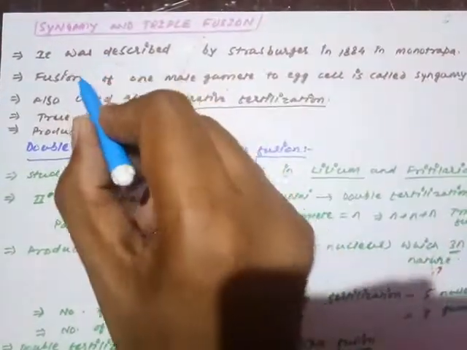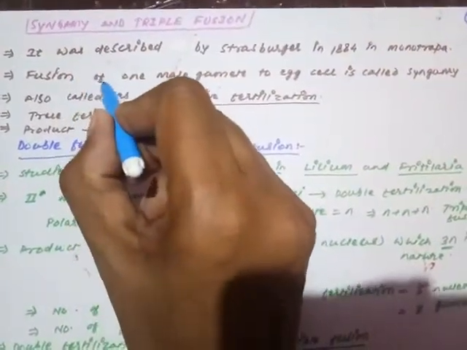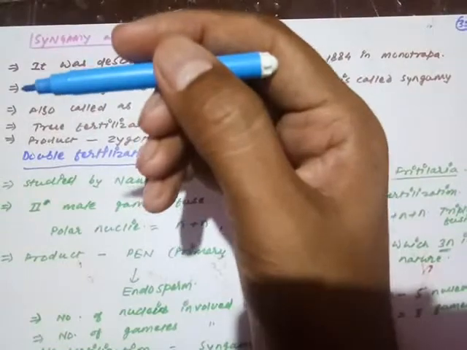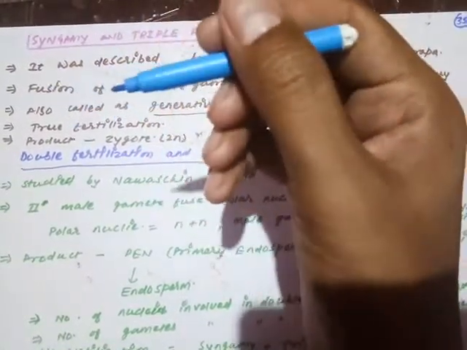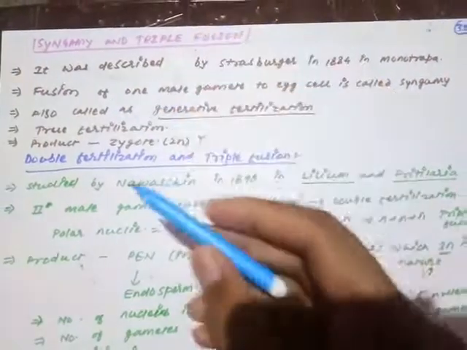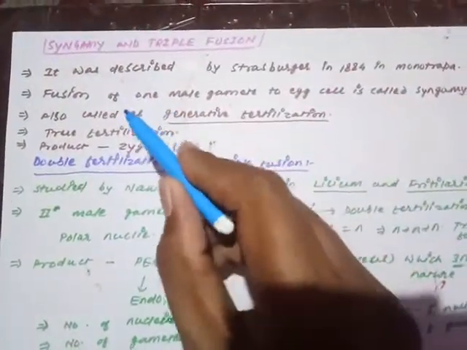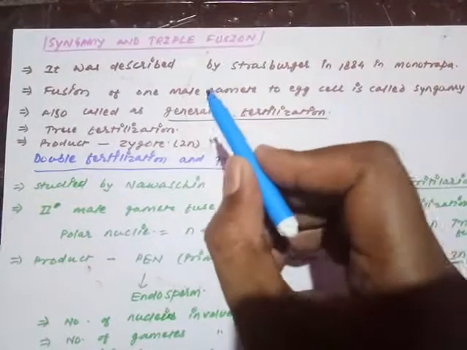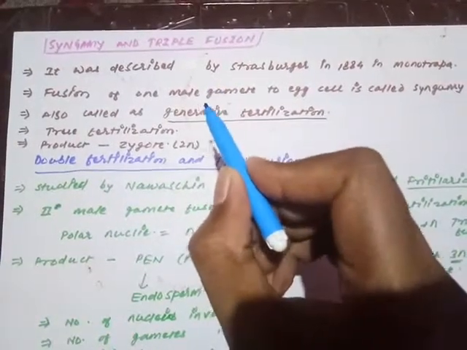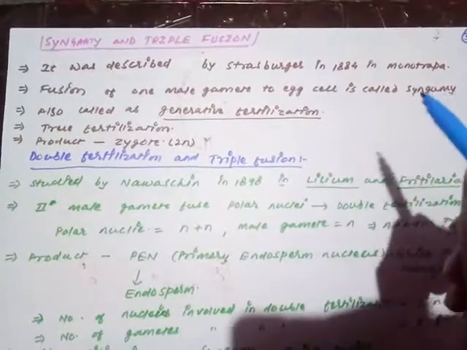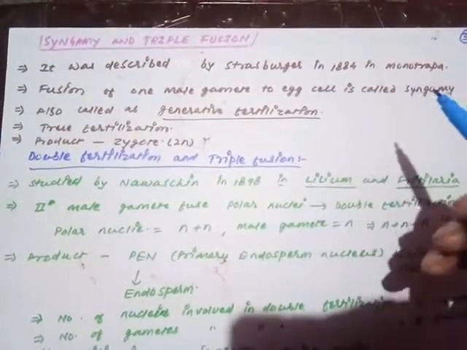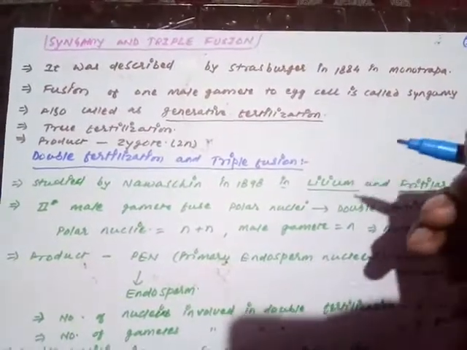What is happening there during syngamy? Very easy, because the challenges were there to reach the male gamete to the site of fertilization, and we have completed all the challenges. So the fusion of one male gamete, listen, the fusion of one male gamete to the egg cell is called syngamy. Fusion of one male gamete to the egg cell is called syngamy.